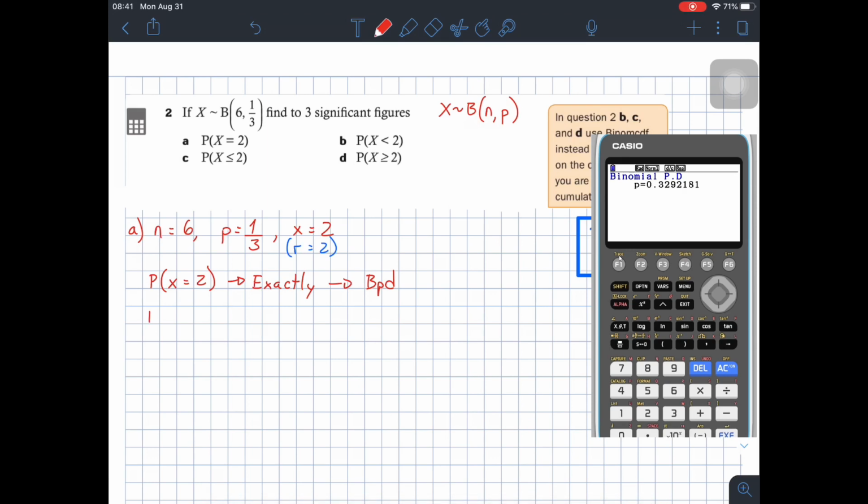So probability of x being exactly equal to 2 is equal to 0.329. We're going to leave it to 3 significant figures as we're asked. Okay, so this is the result for the first part.